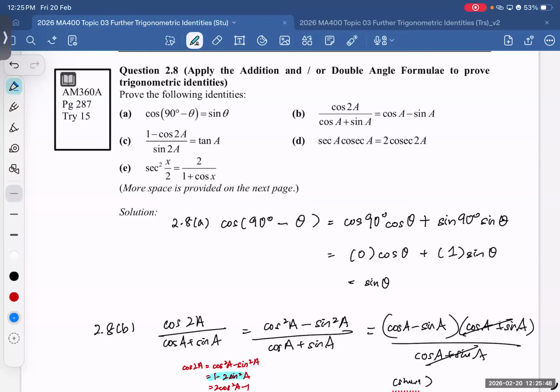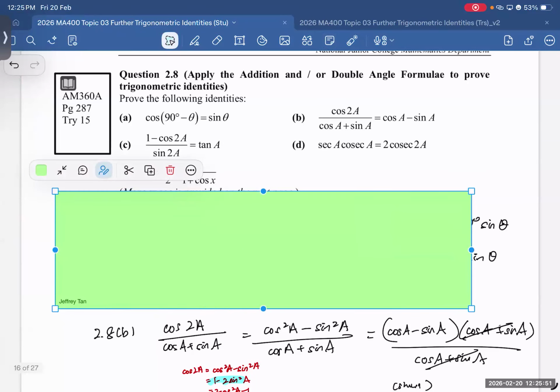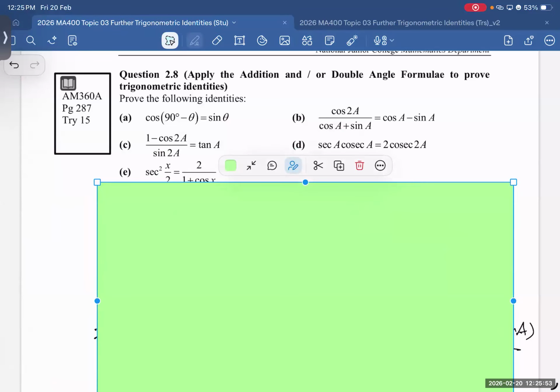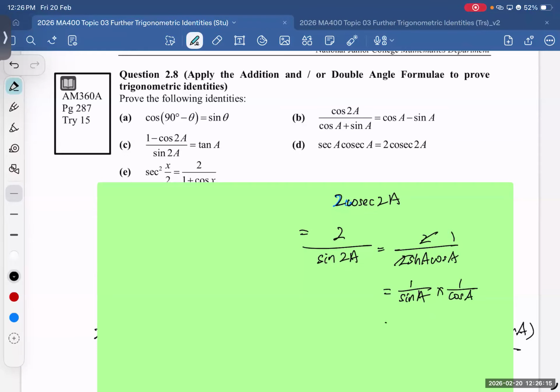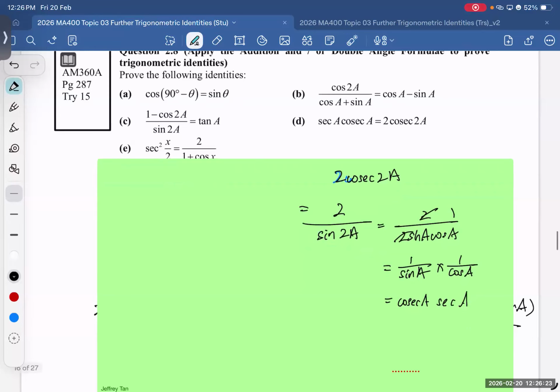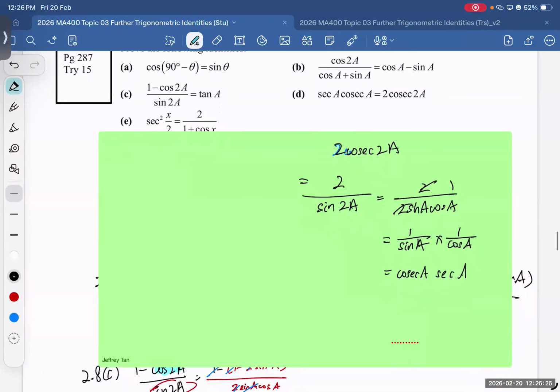Okay, very quickly, let me just go through D. It won't take me more than 1 minute, right? So 2.8 D. Start from the right hand side. 2 cosecant 2a. This is just 2 over sine 2a. Oh, sine 2a. Isn't this 2 sine a cos a? Cancel. I'm left with 1 over sine, multiply 1 over cosine. Look at the left hand side. This is just cosecant a secant a. Beautiful. Proving is an art. You know how to use the universe to your favor.